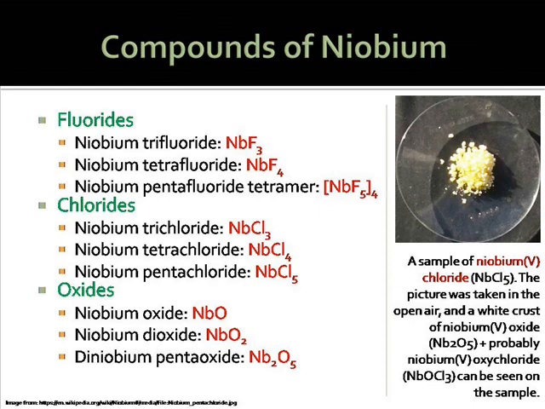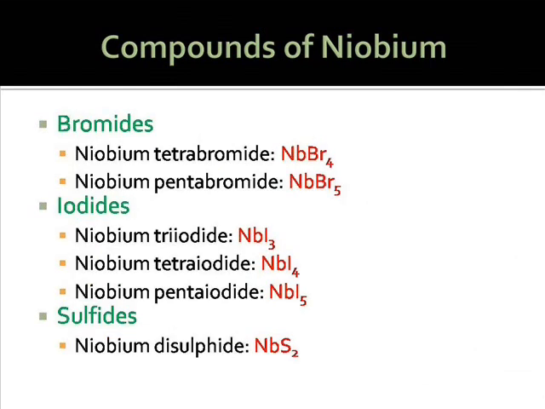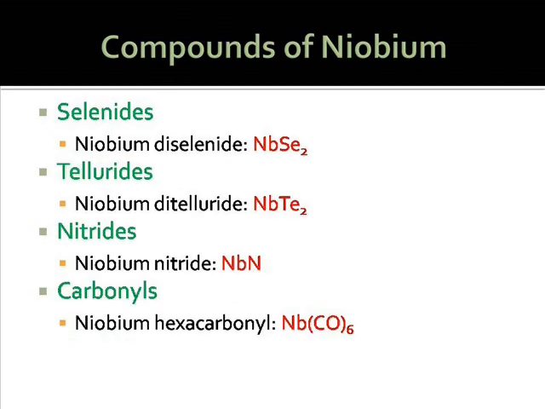The picture on your right shows a sample of niobium pentachloride, but a probable mixture of niobium oxide and niobium oxychloride. Its bromides comprise niobium tetrabromide and niobium pentabromide. The iodides of niobium are niobium triiodide, niobium tetraiodide, and niobium pentaiodide. On the other hand, niobium disulfide is the sulfide species that is currently known. Niobium diselenide, niobium ditelluride, niobium nitride, and niobium hexacarbonyl are the other known compounds of niobium.